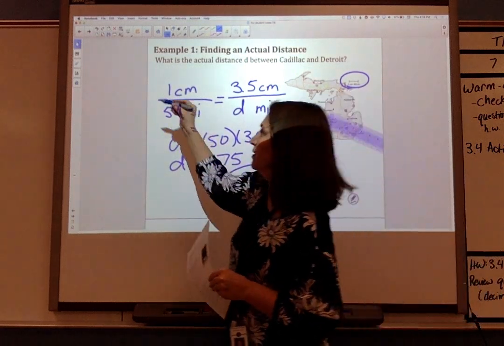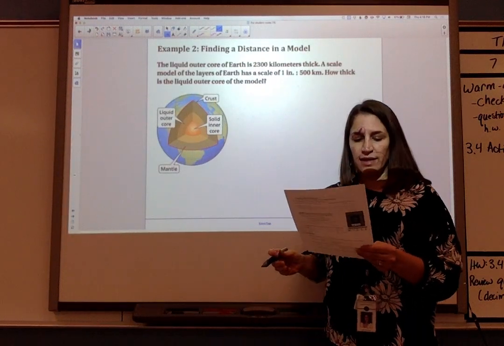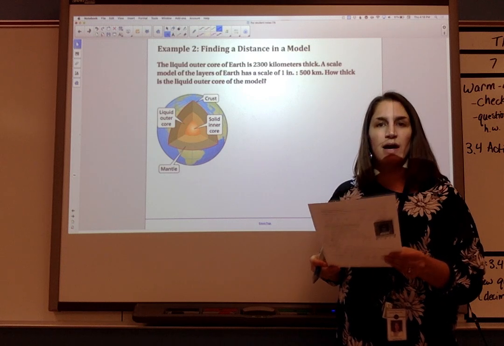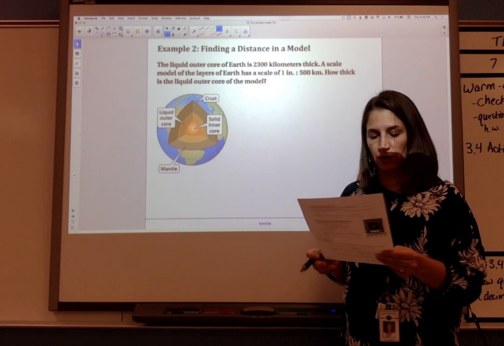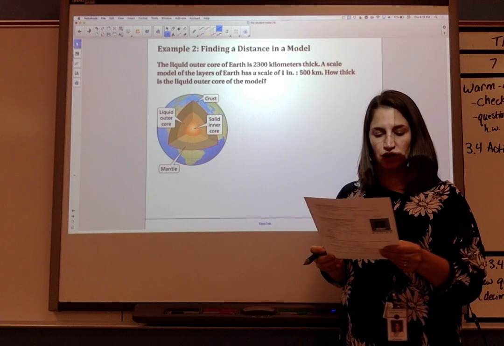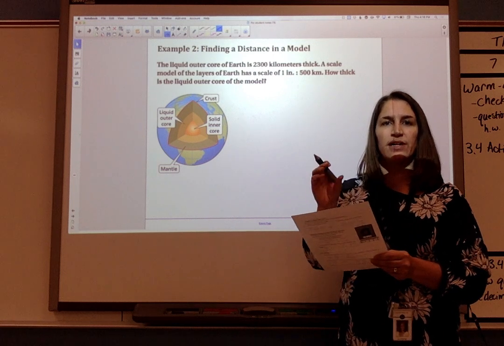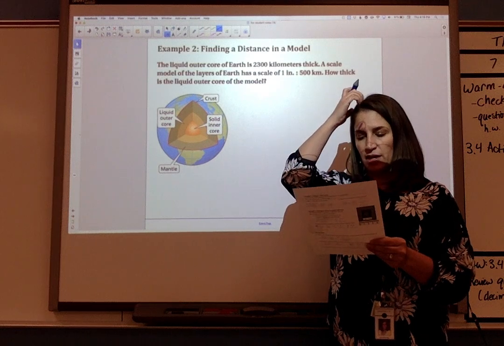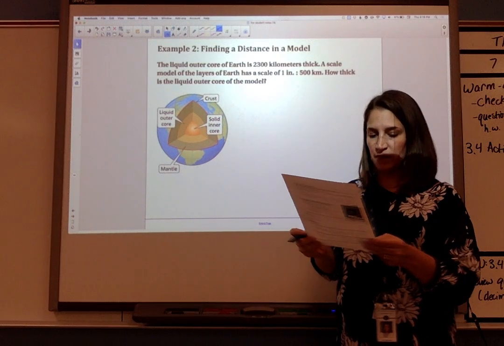Let's look at another example. Here we have the liquid outer core of Earth is 2,300 kilometers thick. A scale model of the layers of the Earth has a scale of 1 inch to 500 kilometers. So every inch on the model represents 500 kilometers in real life. So we want to figure out how thick is the liquid outer core of the model.